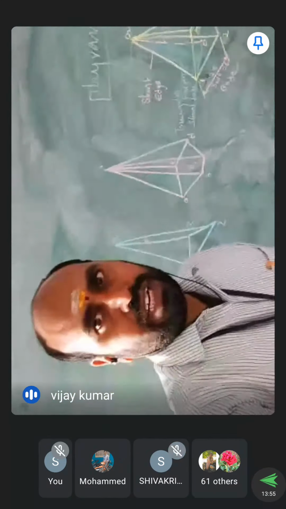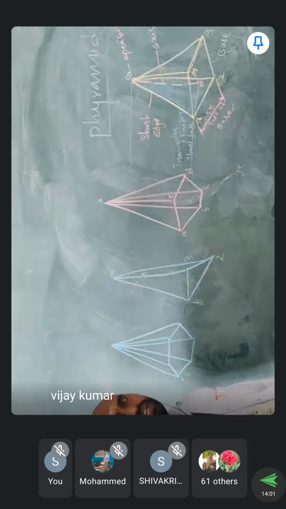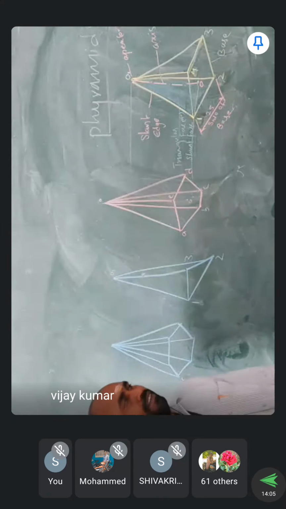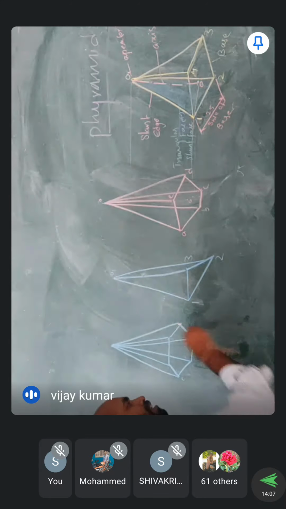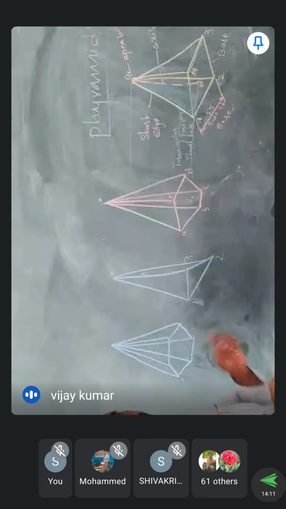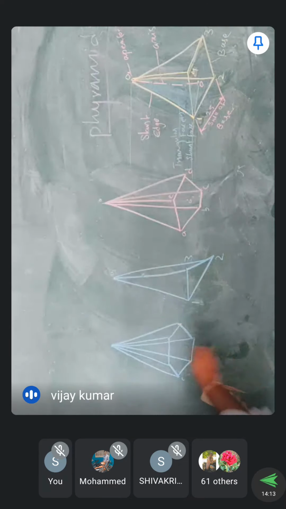Okay, I am just turning because there is lighting on this side, so don't worry, just try to understand the concept only. Because the window lighting is more than the lighting available in the classroom, that's why it is becoming very black. You don't need to worry, just try to understand.